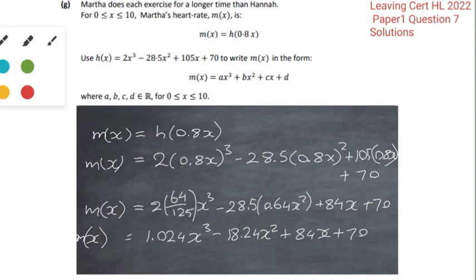So a is this one here. A is equal to 1.024. B is equal to minus 18.24. C is equal to 84. And then we have D is equal to 70. And that's it for the long question 7 of the 2022 paper 1, the even sort.